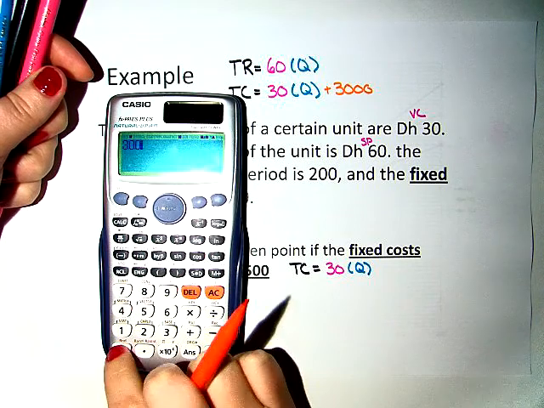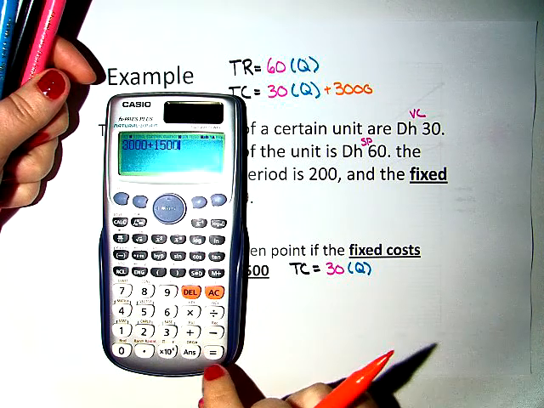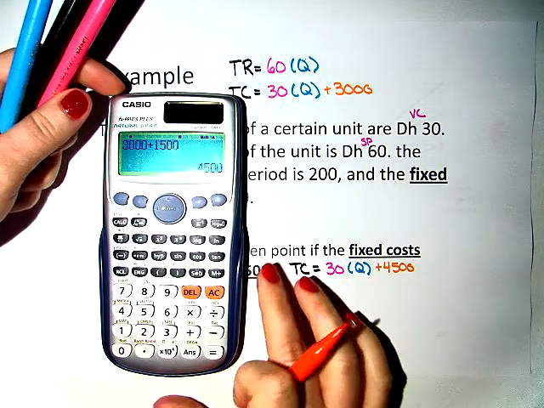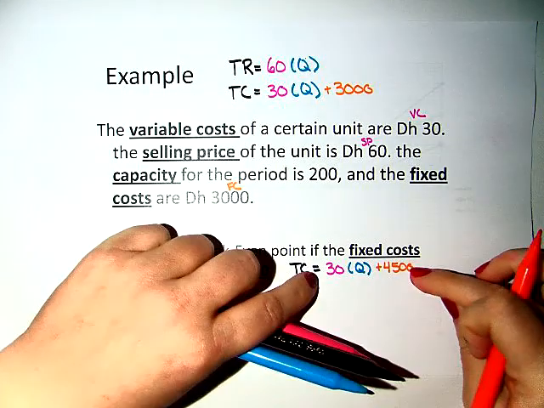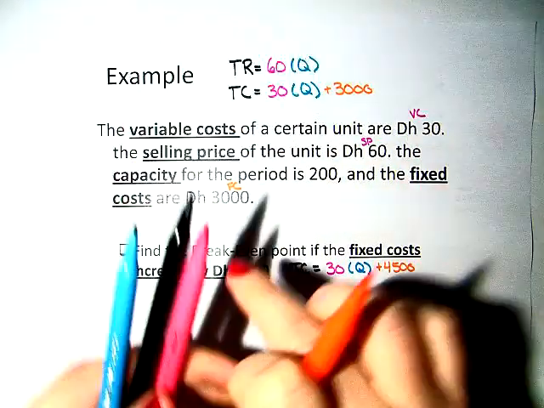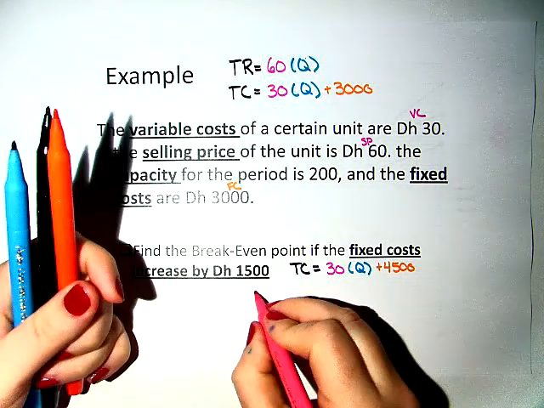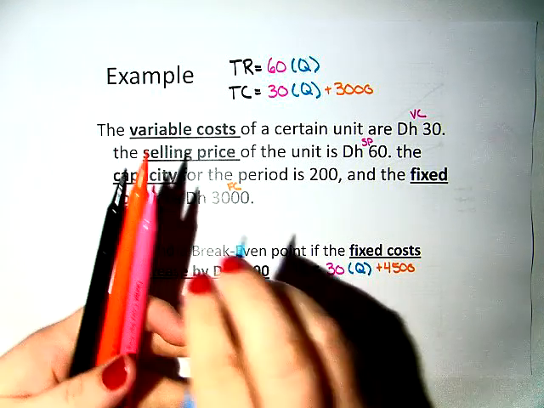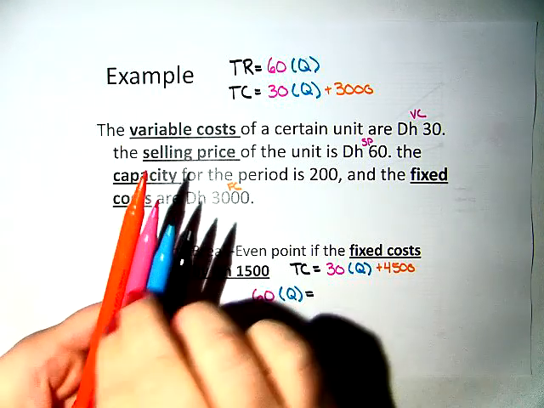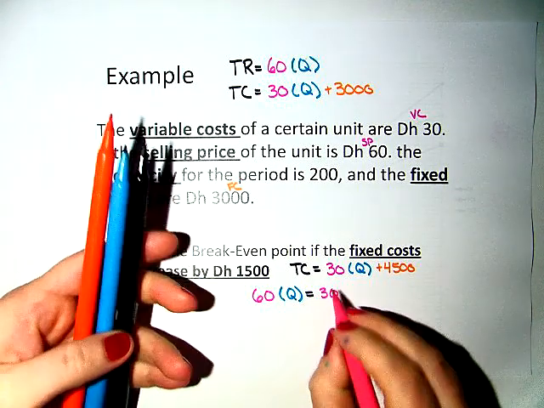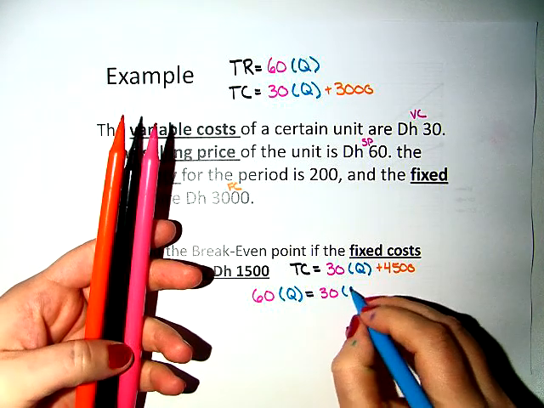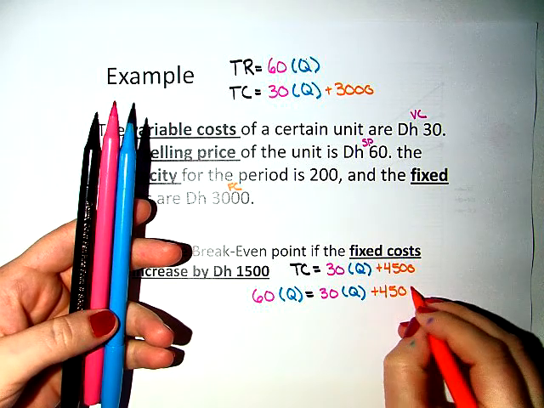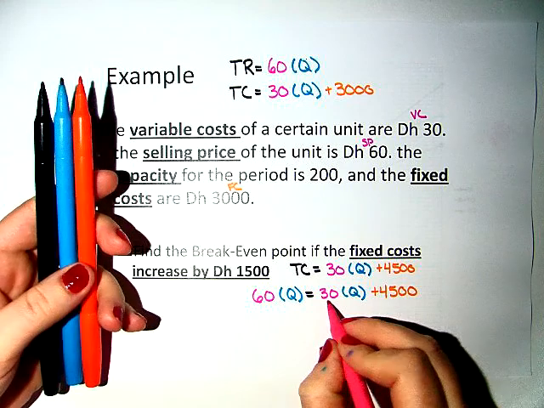So 3,000, and we're adding 1,500 to it. So this changes to 4,500. So now we're going to set this equation equal to our total revenue equation. So we get 60 times my quantity equals 30 times my quantity, but now we're going to be adding 4,500. So we solve in the exact same steps.